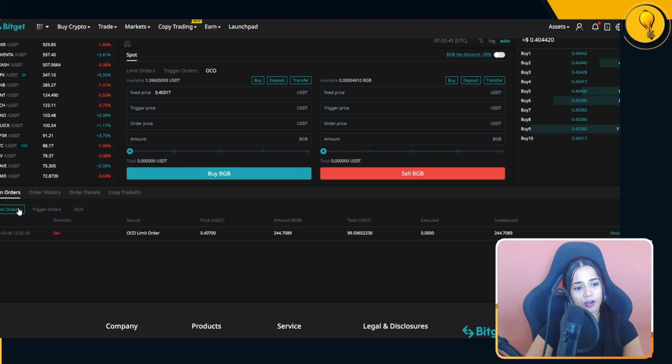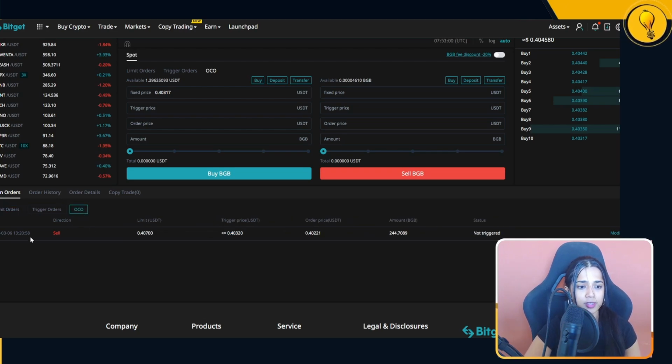Now you can see here on the limit orders tab that we have a sell order. It's an OCO limit order at 0.407. Now this was our take profit, right? However, if I jump over to the OCO tab right here and click that, you'll see the OCO order on this list. It says your limit order right now is at 0.407, which is our take profit, and the trigger price. These two columns right here are our stop loss order. It says anything less than or equal to 0.40320, go ahead and place a sell bid at 0.40221.